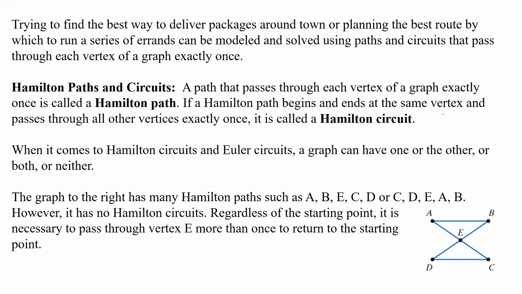A path that passes through each vertex of a graph exactly once is called a Hamilton path. If a Hamilton path begins and ends at the same vertex and passes through all the other vertices exactly once, it's called a Hamilton circuit. When it comes to Hamilton circuits and Euler circuits, a graph can have one or the other, or both, or neither. So it's kind of a little complicated there.